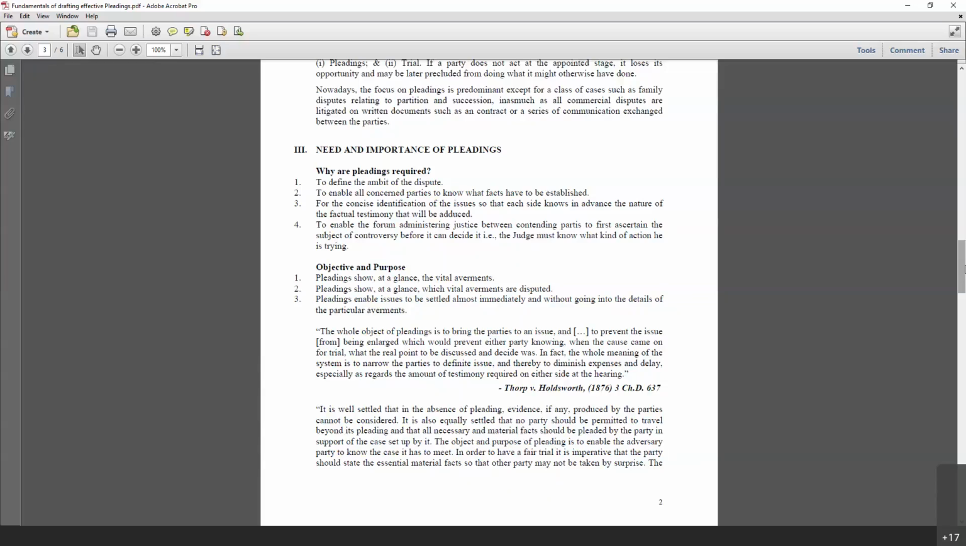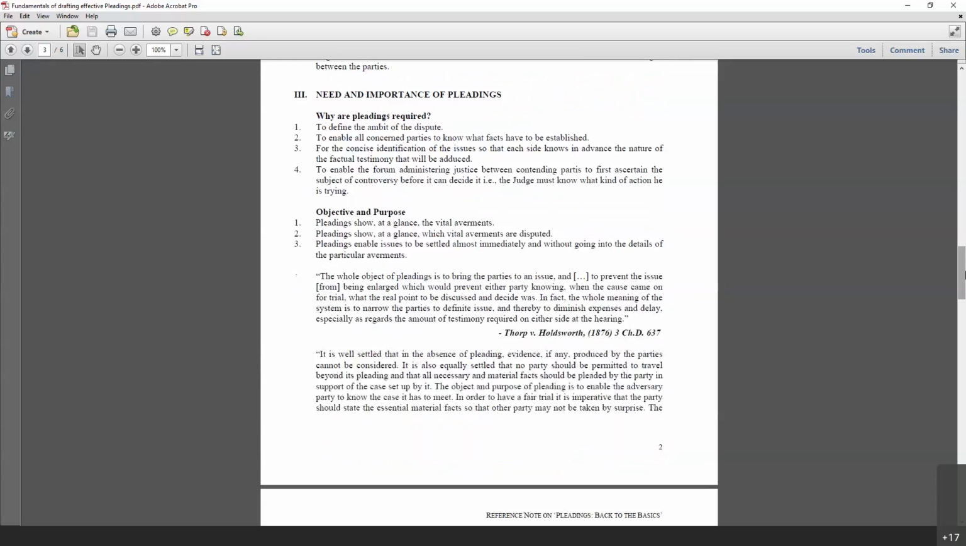Now, therefore, the object or purpose of a pleading, which again ties into what are the essential prerequisites of a good draft or a good pleading, is that they must show very concisely and at a very quick glance the vital elements, vital facts. So we had an agreement, A and B. We have an agreement between us, dated 21st of January 2020. Vital element.